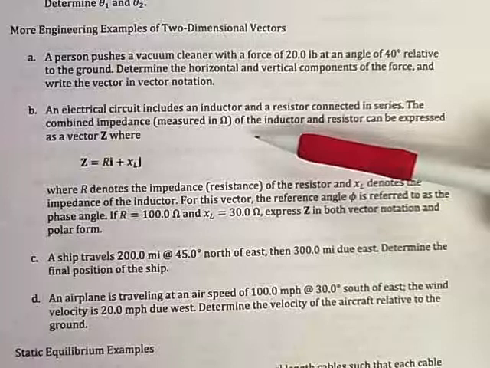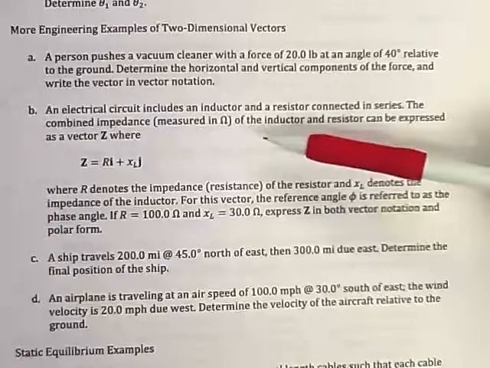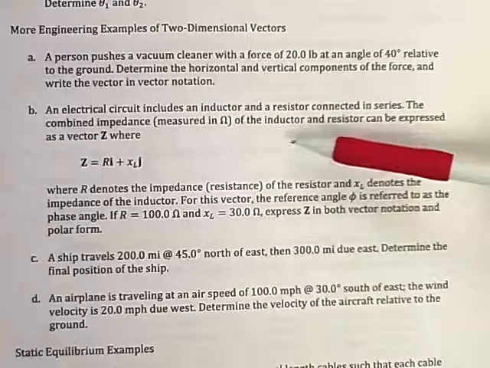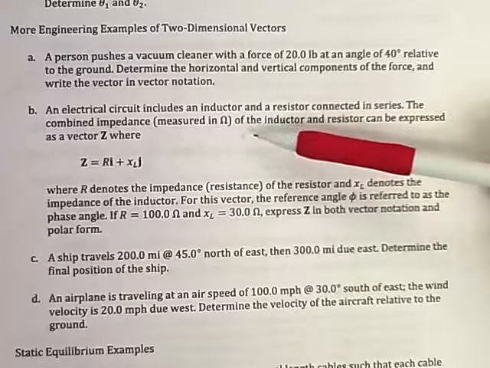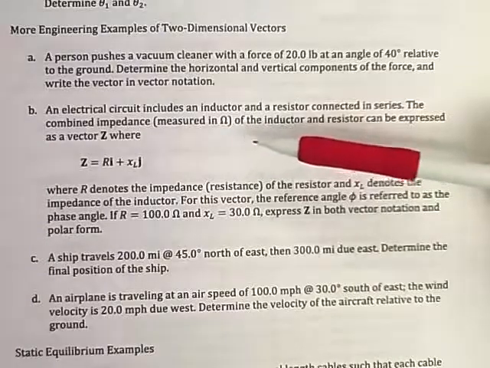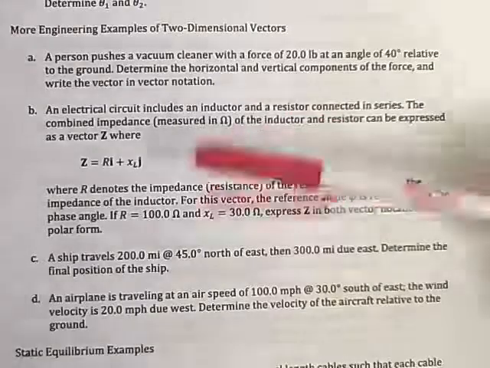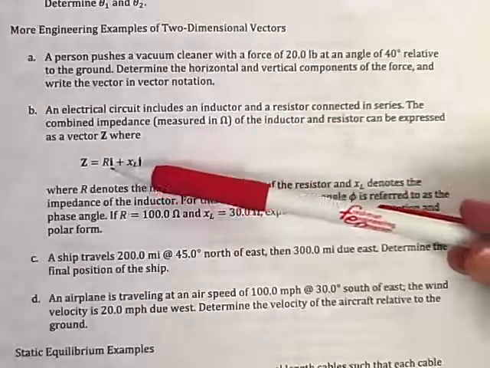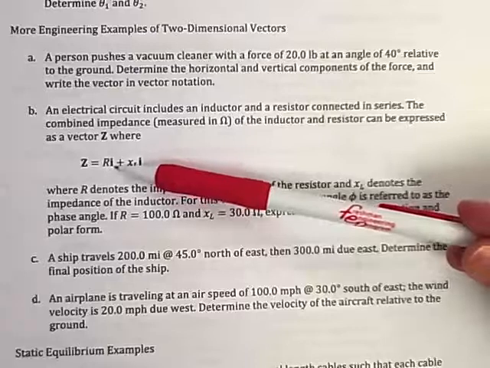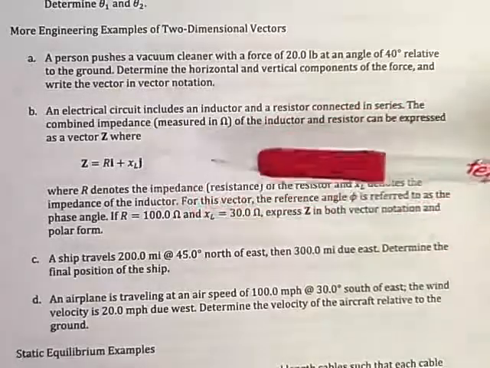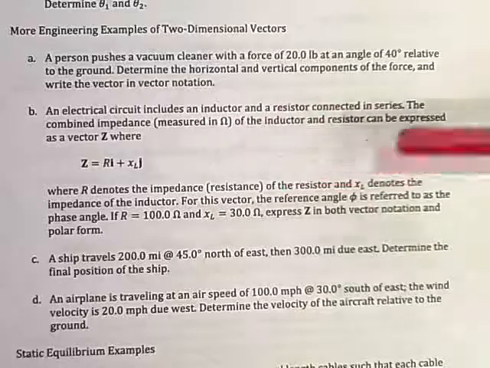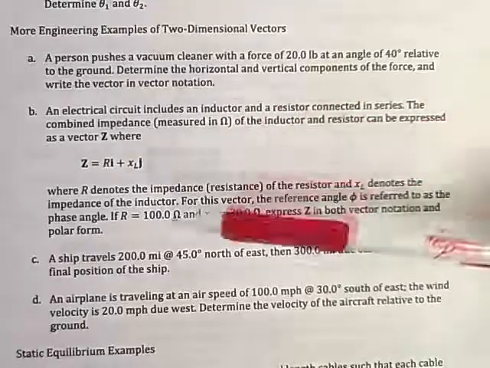Two-dimensional vector example. This time we're going to work the electrical circuit example. It says an electrical circuit includes an inductor and a resistor connected in series. The combined impedance, measured in ohms, of the inductor and resistor can be expressed as a vector Z, where Z is equal to R in the I direction and XL in the J direction, where R denotes the impedance resistance of the resistor, and XL denotes the impedance of the inductor.